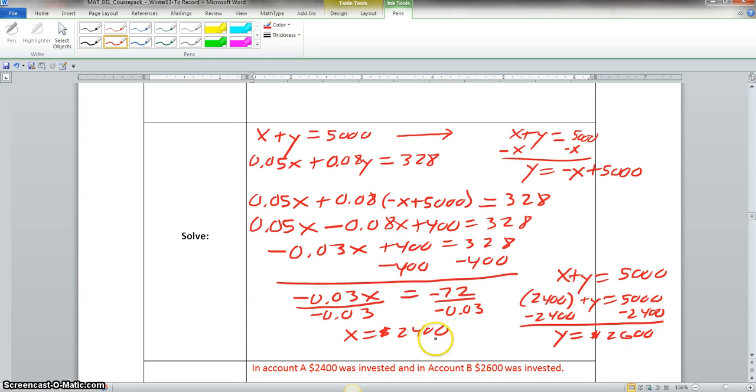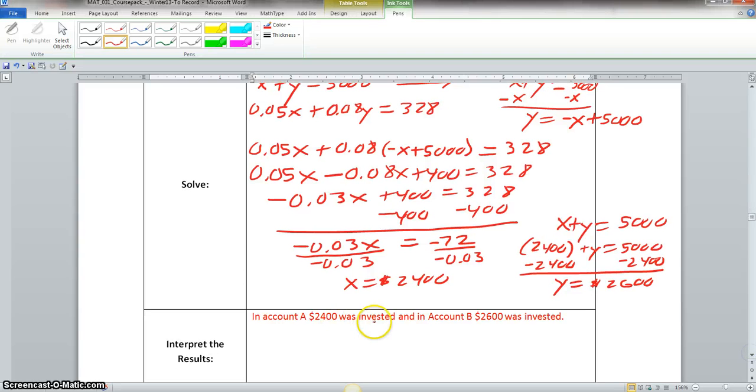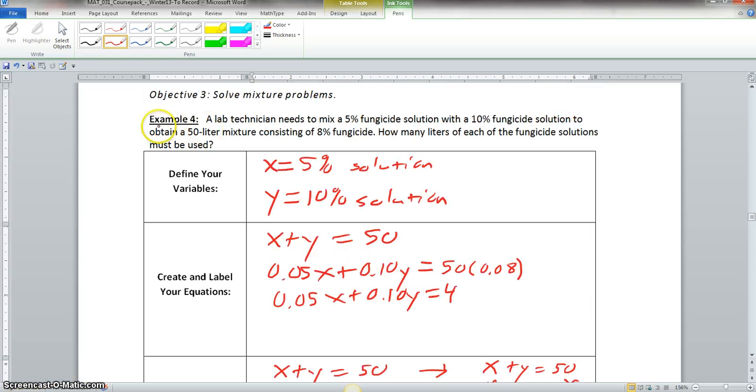Now remember, the total of the accounts is 5,000. So we would substitute in, I used this first equation, and I substituted in 2,400 for x. So 2,400 plus y equals 5,000. Subtract 2,400 on both sides, and y is equal to 2,600. Now in my statement here, in account A, $2,400 was invested, and in account B, $2,600 was invested, and we're done. Now in this next problem, example 4, we have a mixture problem.